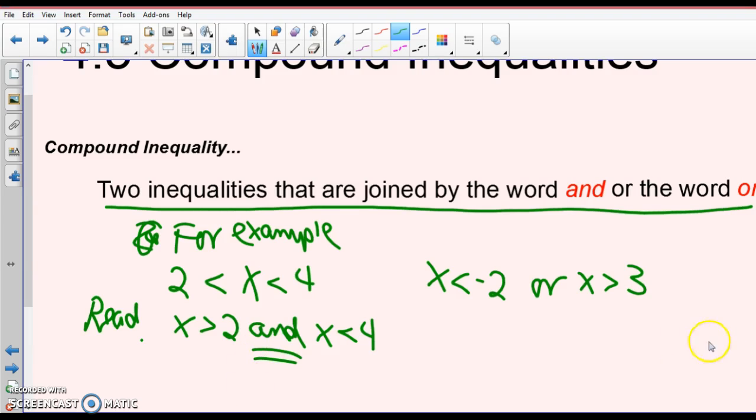An "and" statement, an "or" statement. Both are what we call compound inequalities. This one, both parts have to be true. This one, one or the other has to be true. Because it doesn't make sense: a number can't be less than -2 and greater than 3. It's impossible. It's going to be less than -2 or greater than 3. This one has to basically be between 2 and 4. Well, 2.1, 3.9. It doesn't have to be a whole number.